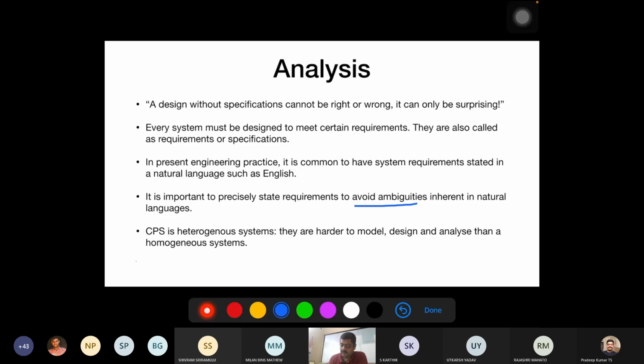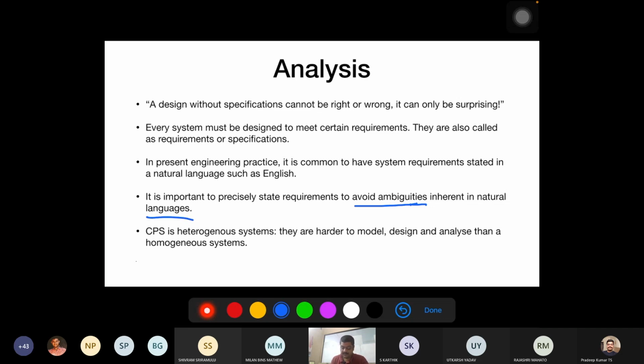flaws. Okay, so these ambiguities are very inherent, particularly in natural languages. Since we are using only English as one of the languages, many people who don't understand English may be in problem of these ambiguities. So that cannot be avoided.